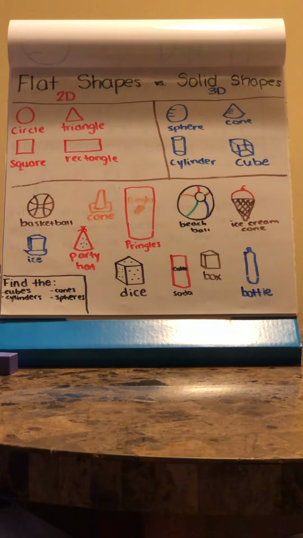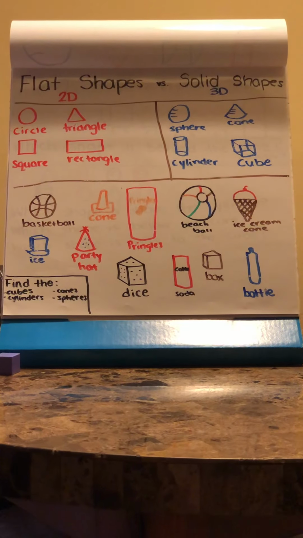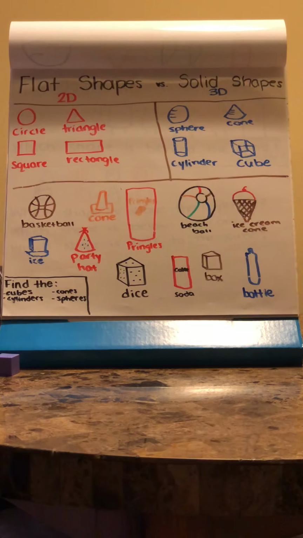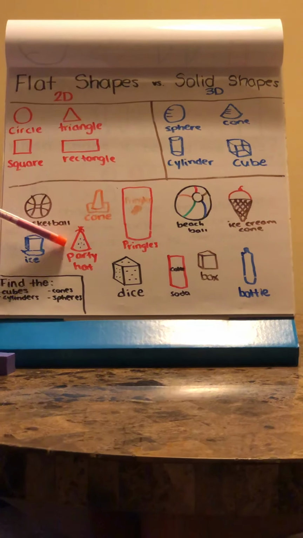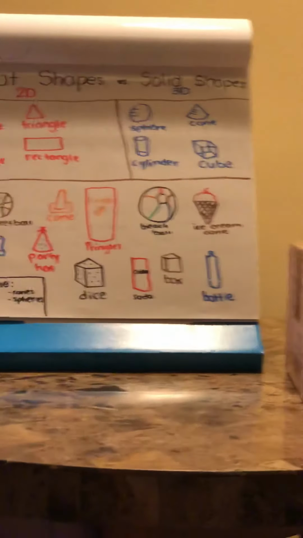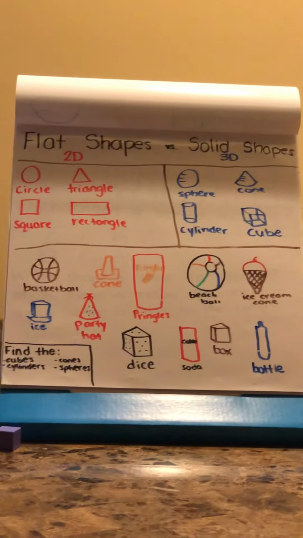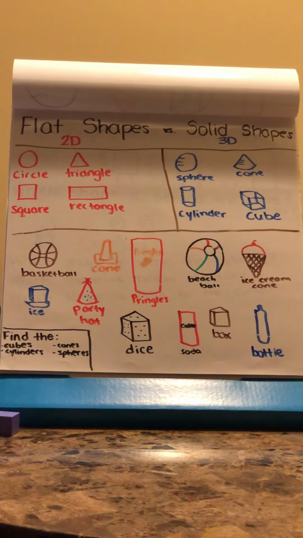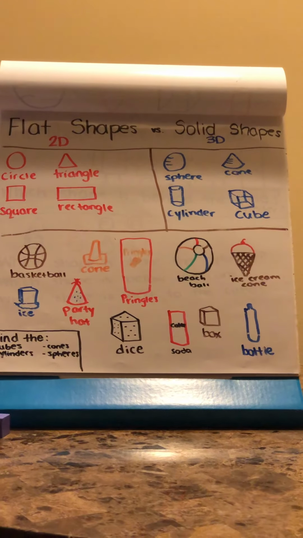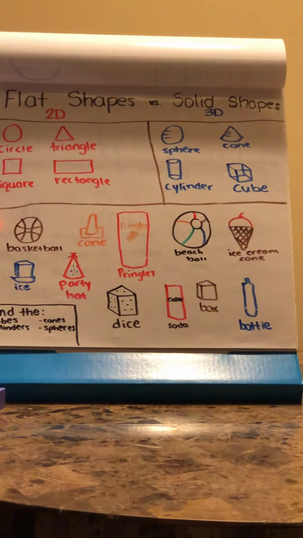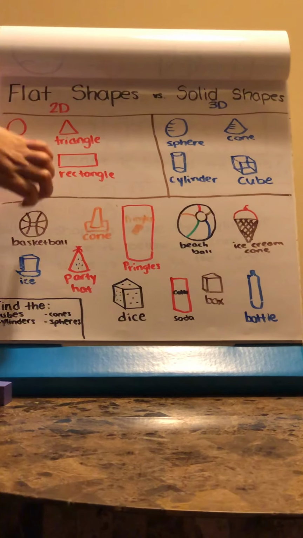Next is the cones. Find all the cones. All right, let's see if you're right. We have the orange cone right here, the party hats, and the ice cream cone. And the last one is all the spheres. Who can find all the spheres? All right, let's see. We have a basketball and a beach ball. All right, good job.